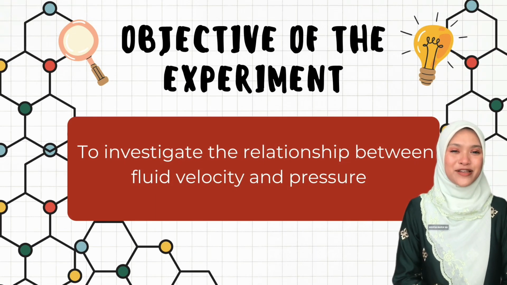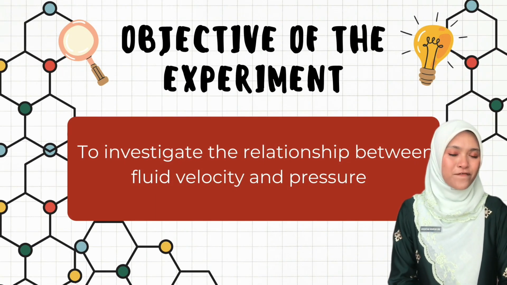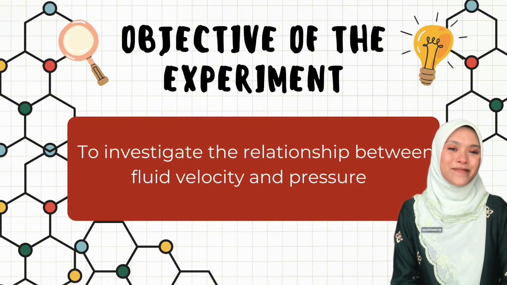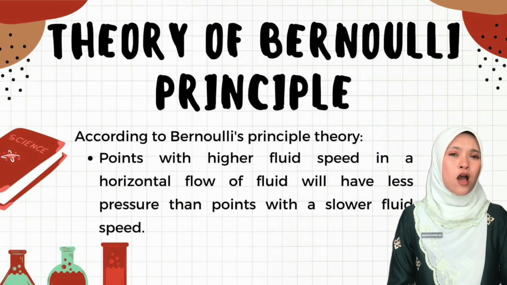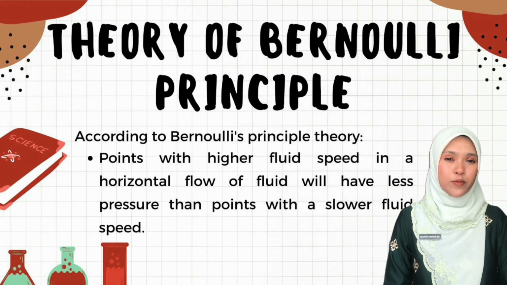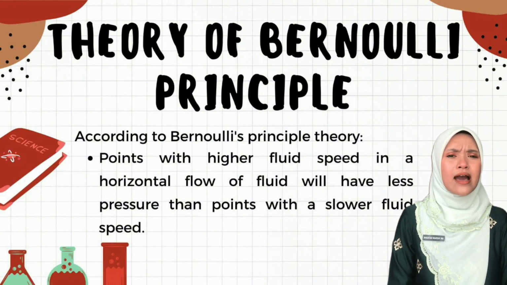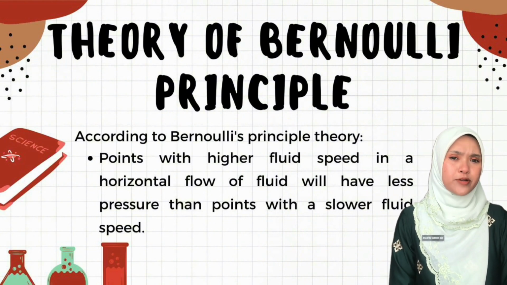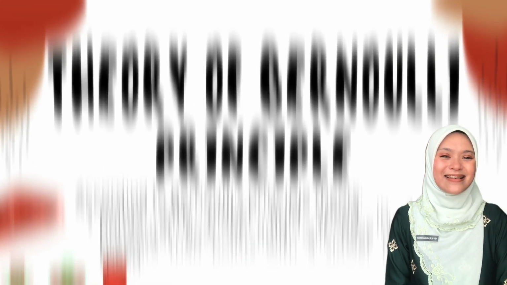The objective for this topic is to investigate the relationship between fluid velocity and pressure. According to Bernoulli's principle theory, points with higher fluid speed in a horizontal flow of fluid will have less pressure than points with a slower fluid speed. To prove this principle, we can see it after this.